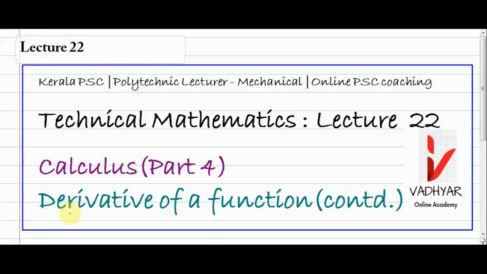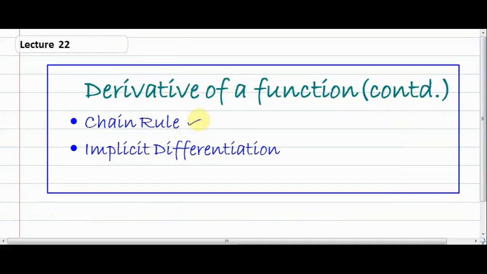In this video, we will continue with the topic derivative of a function. And in particular, we will discuss chain rule and implicit differentiation. So let's get started.